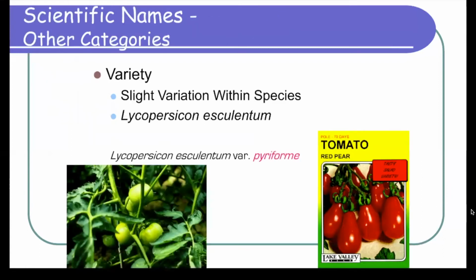With scientific names, sometimes you can have a variety, and a variety is a slight variation within a species. You can identify that it's a variety if you see genus, species, and then where it says var. with a period, which is the abbreviation for variety. That is not italicized either. And then we have the variety following it. So here we have a tomato. The Latin name is Lycopersicon esculentum, and then we have the variety, which is piriforme.